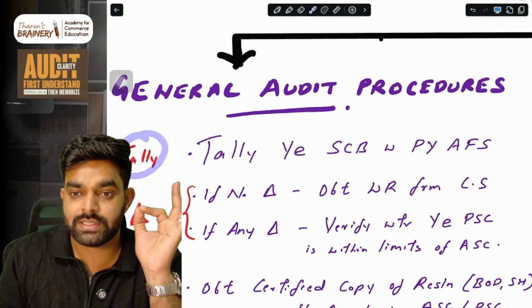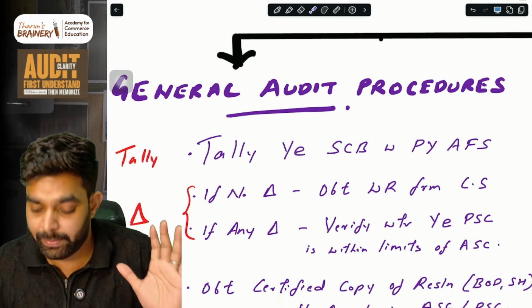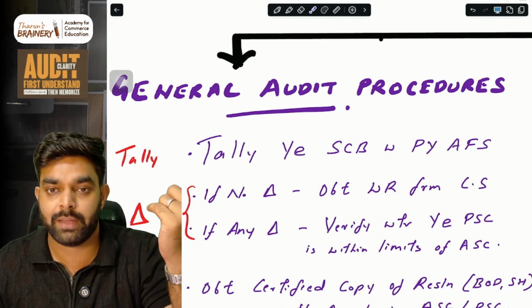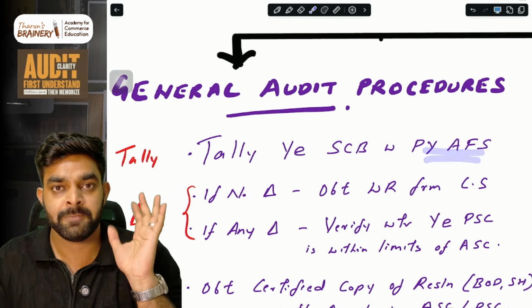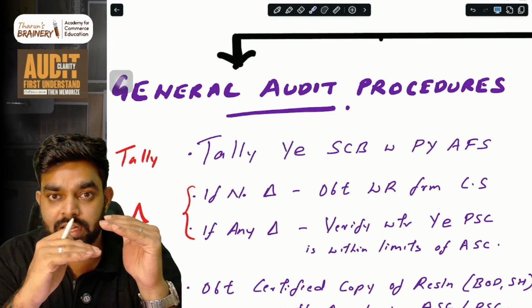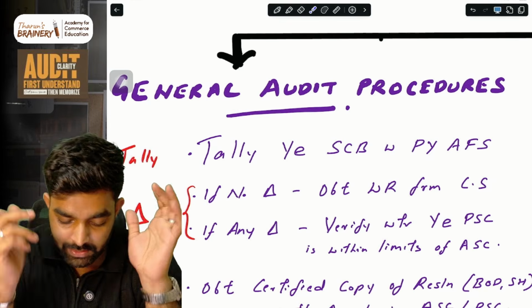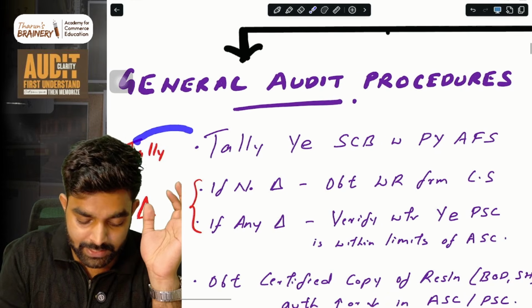First thing you need to do is tally. Tally the current year's end share capital balance with the previous year's audited financial statements balance. So last year's closing and current year's closing, if there is any change in the share capital, that means in the current year if a new share is issued or old share buyback or anything, for that you have to check. So first tally, both are the same.